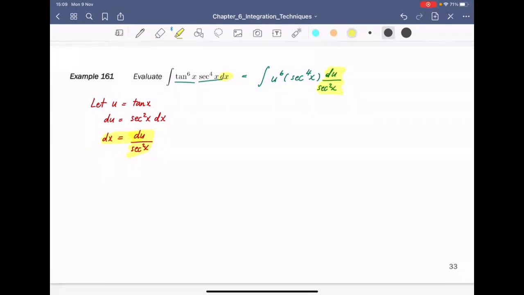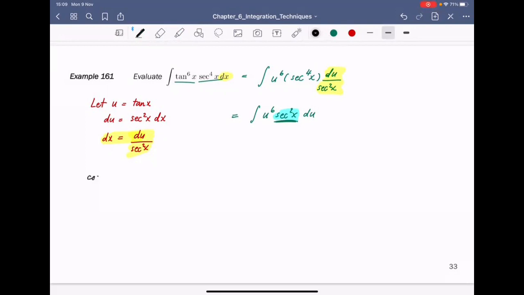And then after that, I can cancel two factors of secant. So I'm going to get the integral of u to the 6th times just secant square x du. So your idea is you're trying to convert everything to u. Here you have secant square x. But luckily, as I told you, when you see secant square x, you can convert to tangent. If you are like me, I have a hard time memorizing the secant and tangent formulas.